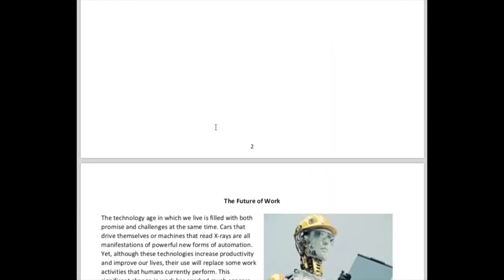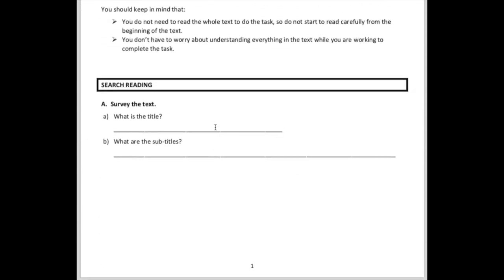So let's go back to the initial task. Now, what is the title? So the title is The Future of Work. Now, what are the subtitles? And the subtitles are 4. And we have, Will my job become obsolete too? What impact will automation have on work? What are possible scenarios for employment growth? And some of the future jobs. Good. Now, obviously, this will not be in the proficiency exam, but this will help you understand how to approach a long text.